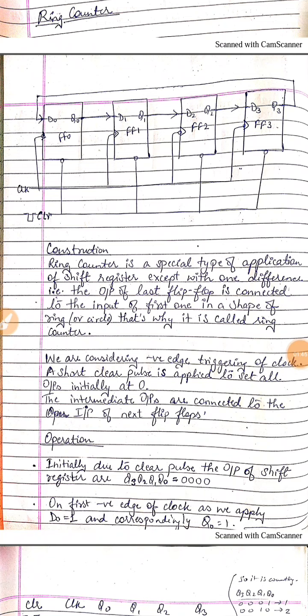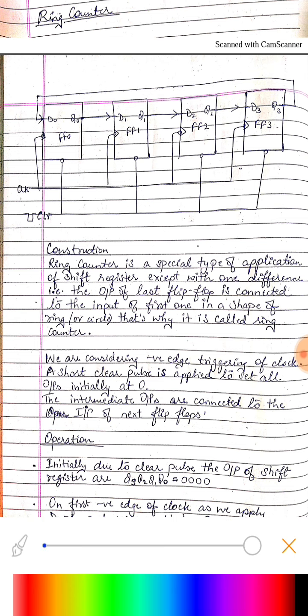So let's first start with the ring counter. A ring counter is a special type of application of a shift register. There is only a little bit of change in the design or the diagram of the shift register. A ring counter is nothing but a shift register, but the output of the last flip-flop, as we can see in the picture, is fed to the first flip-flop.